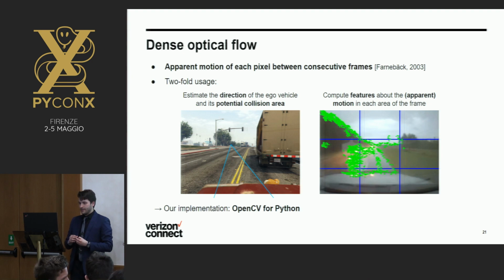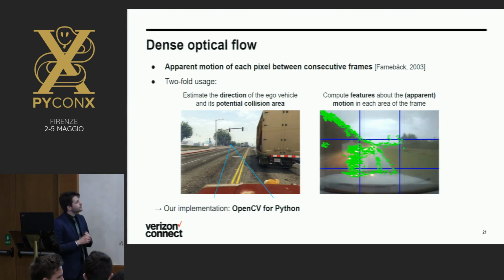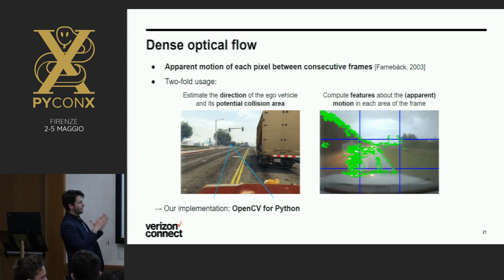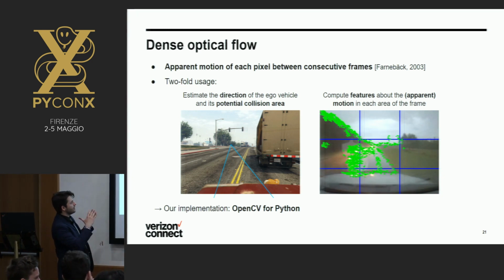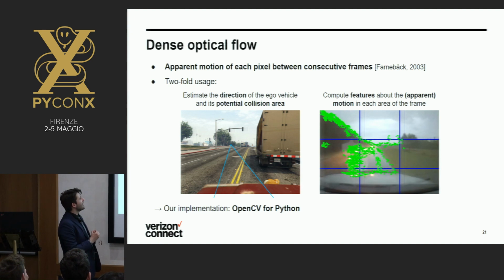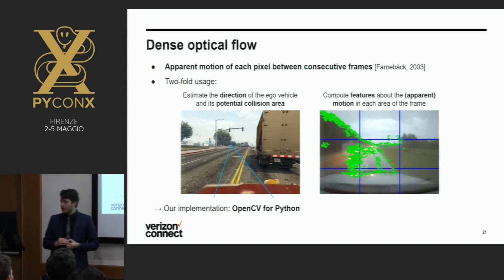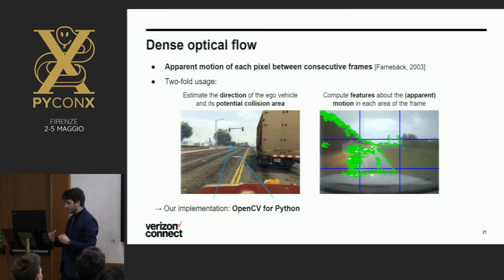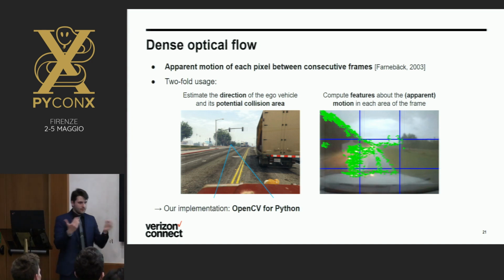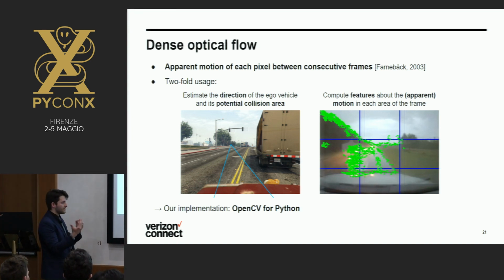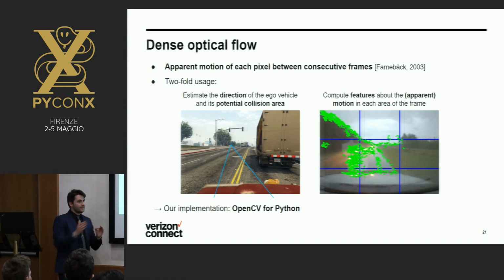For a twofold purpose, because we want, first of all, to estimate the direction of the ego vehicle, the vehicle which the camera is mounted on, in order to detect its potential collision area, which is this blue triangle. Then we wanted to compute features about the motion in each area of the frame. The idea is that if you have a strong motion, you're probably going to have one such evasive maneuver that I described before. In our implementation, we chose to use the Farneback algorithm using OpenCV for Python.